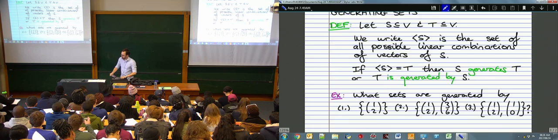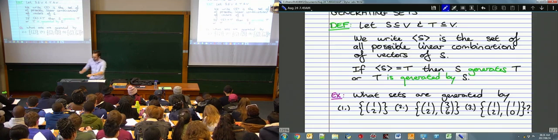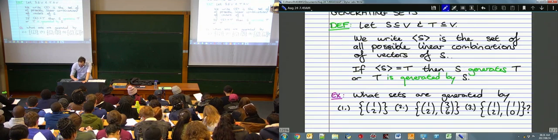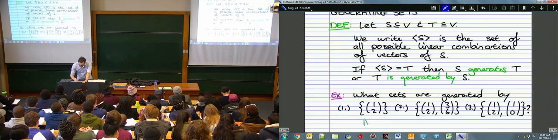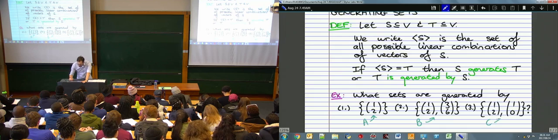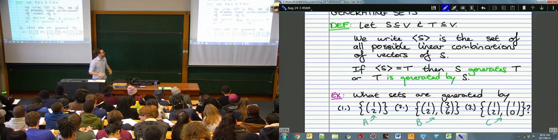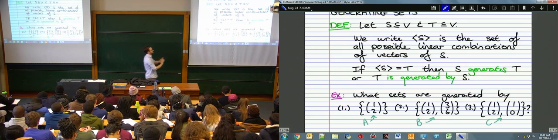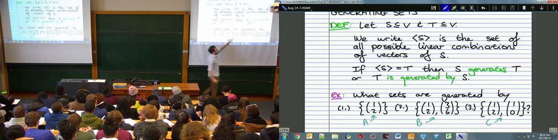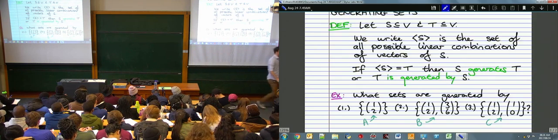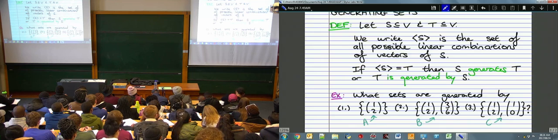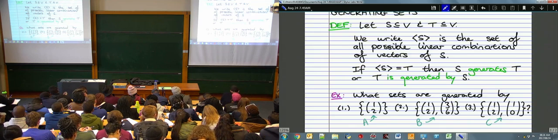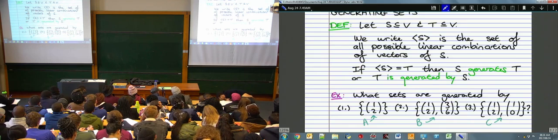And I guess I'm going to want to talk about these sets a little bit later on, so maybe we should give them names. Call this set A, B, and C, right? So what are the sets generated by A? What set is generated by A, what set is generated by B, and what set is generated by C? And you've got, again, a couple of minutes to think about this, and then I'll start talking through it.